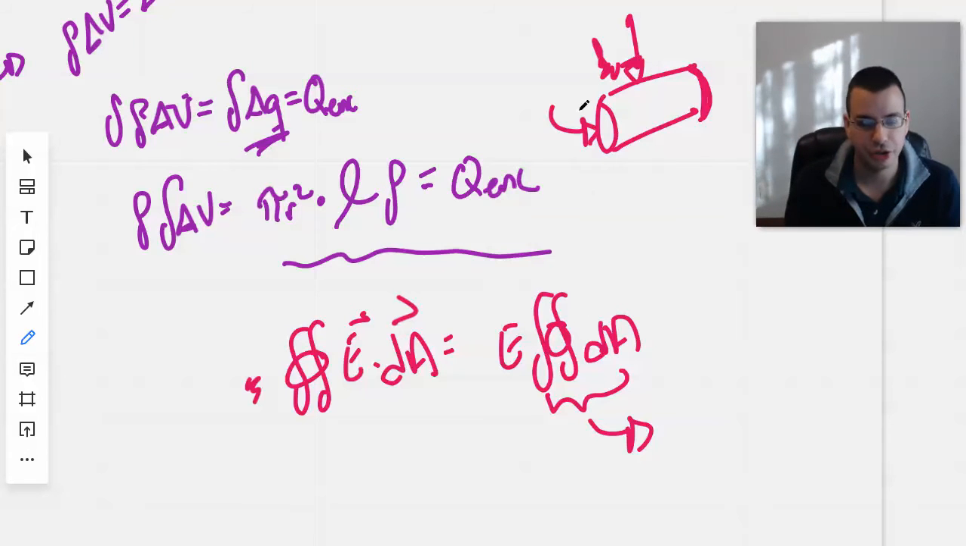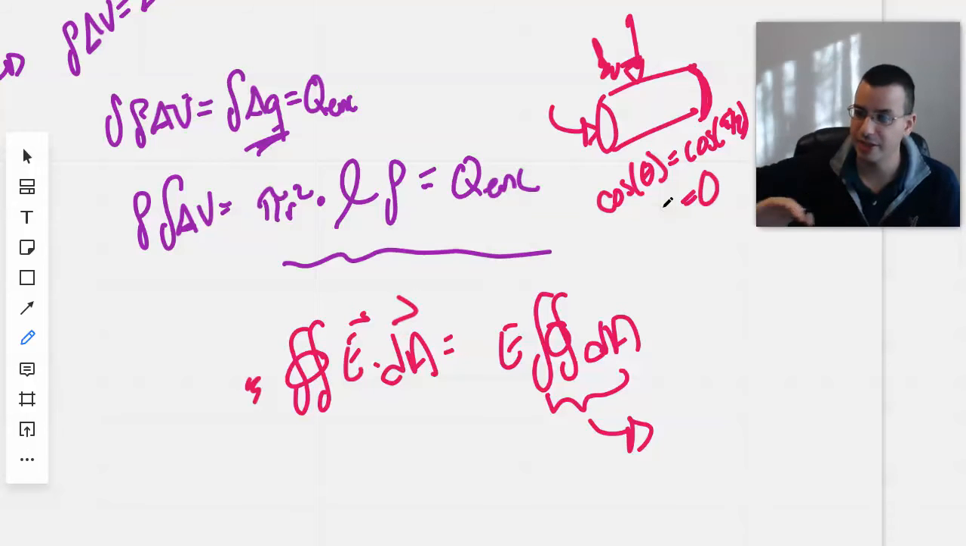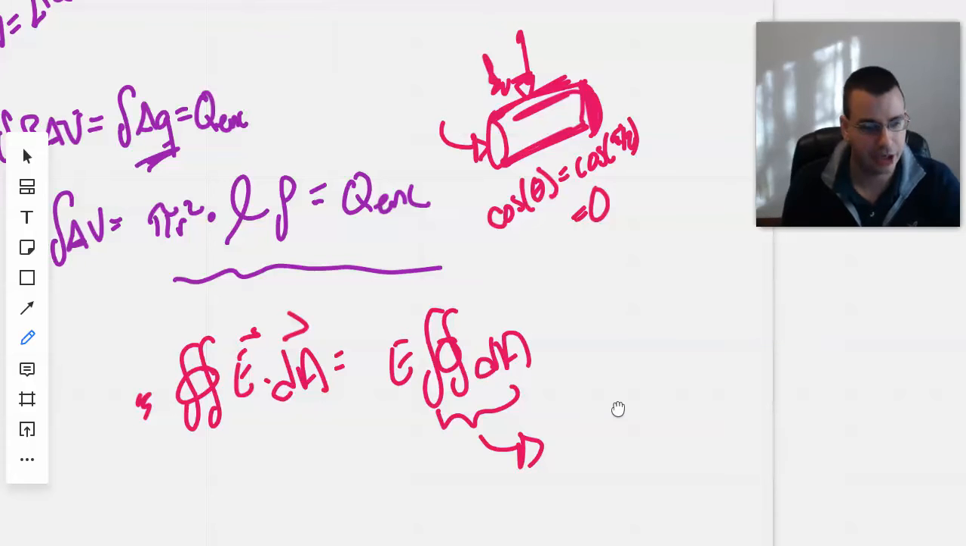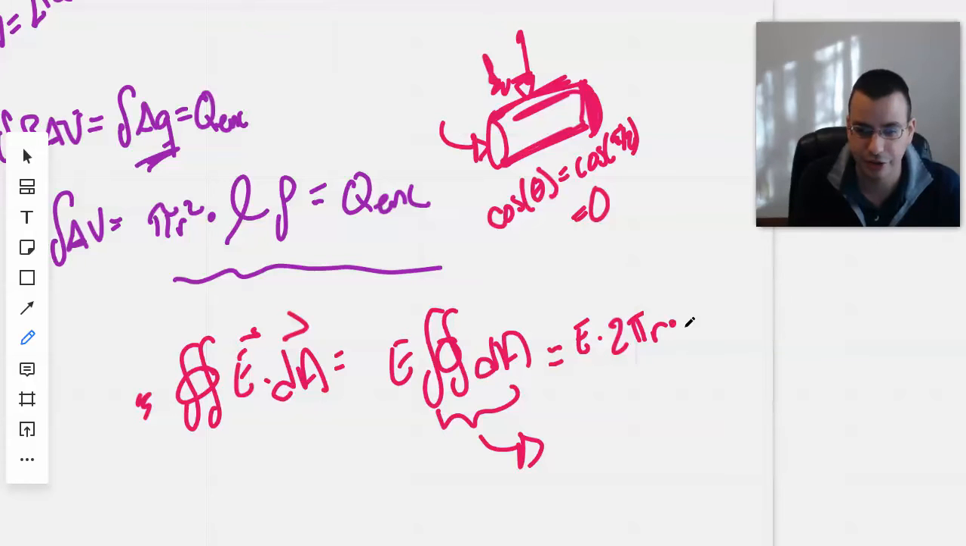But I'm going to mitigate my failure by saying that at the end caps here, the cosine of theta, in this case, equals cosine of 90, or pi over 2, which equals 0. And therefore, that can be ignored. So I'm only going to find the area of the top part of the cylinder that's enclosing. I got a thesaurus for the holidays. So the area would be 2 pi r, which is the circumference of a circle, times whatever the length is of our cylinder, times the electric field.